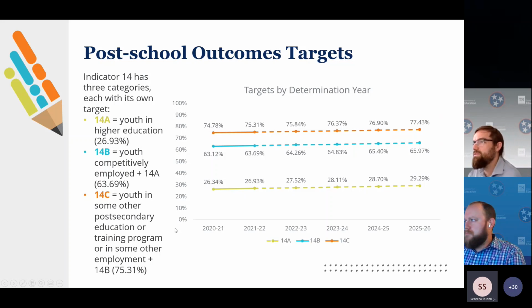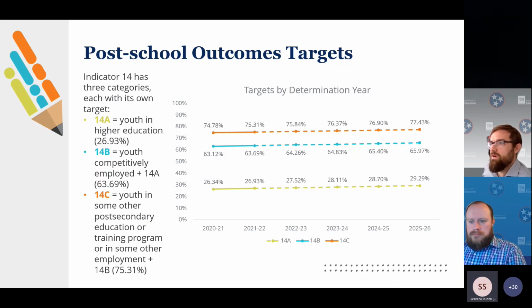As I said, this is a 3-part indicator, so there are three different targets that we have. For example, 14A is the percentage of students who are in higher education within 1 year of leaving high school, and that target is going to be 26.93%. And then 14B includes those students from 14A, but it also includes students who are competitively employed. That target is going to be 63.69%. And then 14C, which includes A and B, and students who are in a post-secondary training program or some other employment of less than 20 hours a week or less than 90 days. That target is 75.31%.